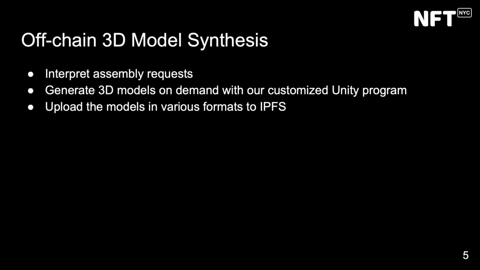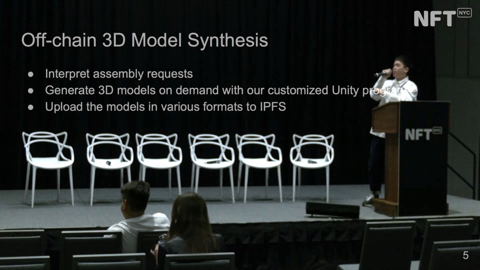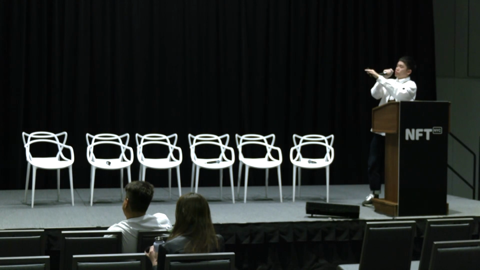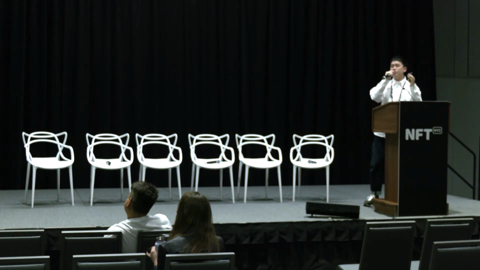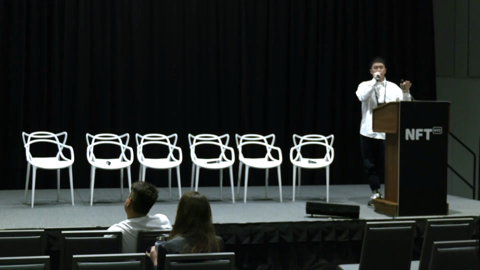Then the second part is the off-chain 3D model synthesis, because our NFT needs to be generated on demand. Whenever the user wants to generate a robot, we generate the 3D model on demand. So we need to interpret the assemble request and generate the 3D model with our own customized Unity program, and then upload the generated 3D models to IPFS, a decentralized storage.